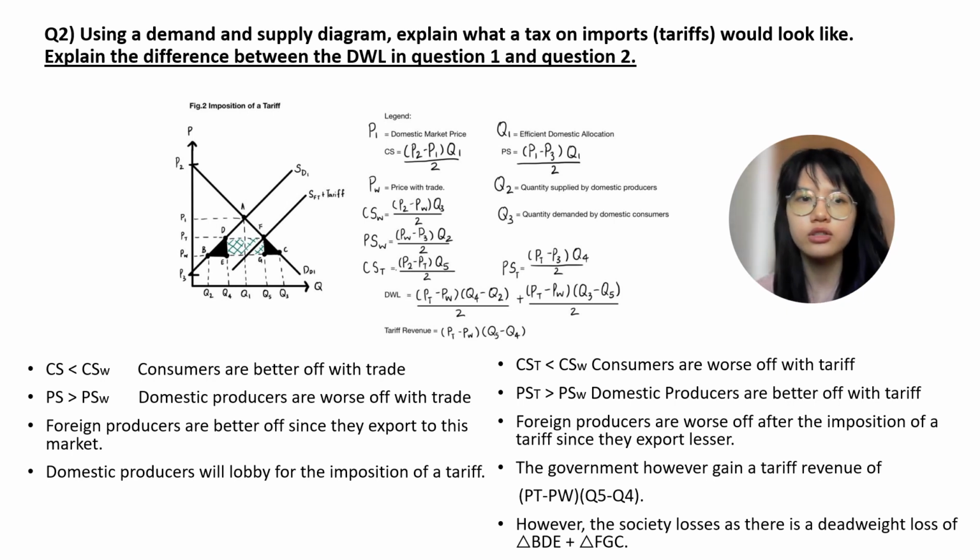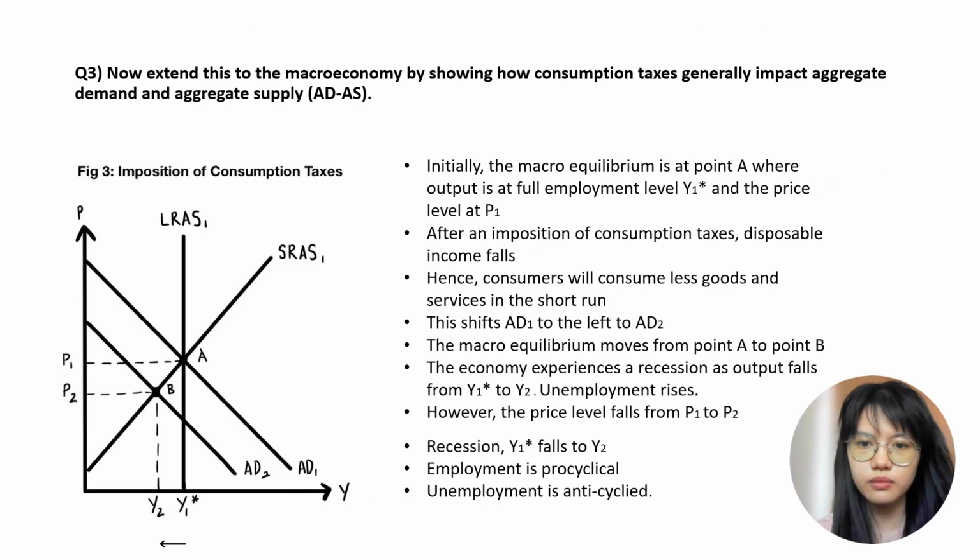In summary, consumers are worse off with the tariff, domestic producers benefit, foreign producers are worse off, and the government gains tariff revenue. However, society incurs a loss as represented by the deadweight loss, triangle BDE plus triangle FGC.